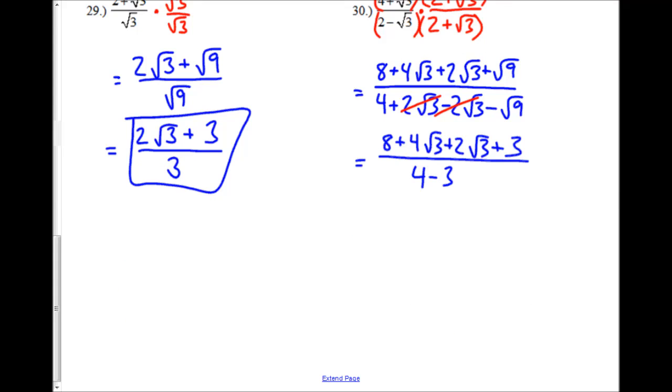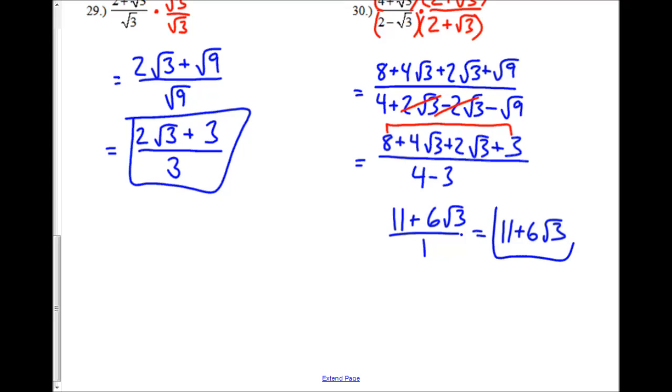In the numerator, I can add these guys together. Those are like terms. So I get an 11 plus 4 root 3. The 4 root 3 and the 2 root 3 I can combine into a 6 root 3. And that's all over 1. So this is just 11 plus 6 root 3. And that's it. Hope this was helpful, and good luck on your test.